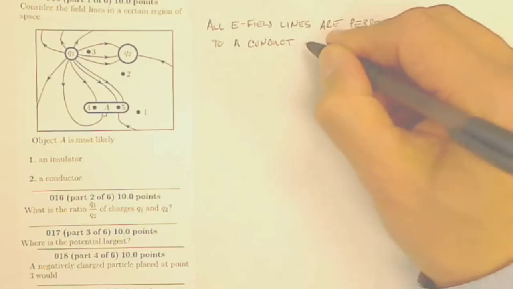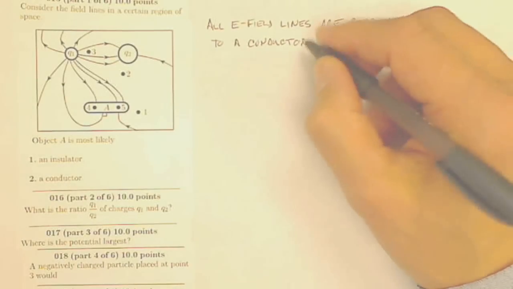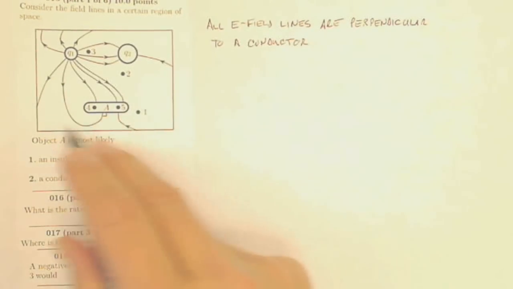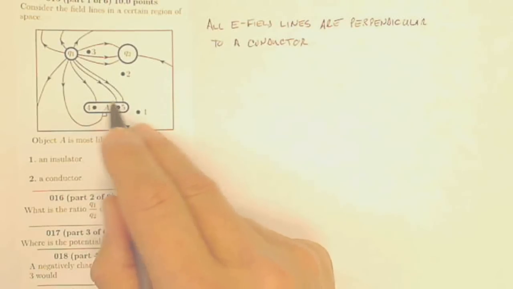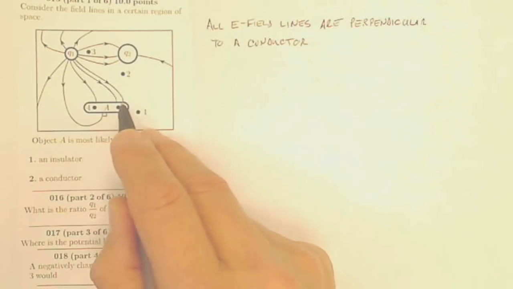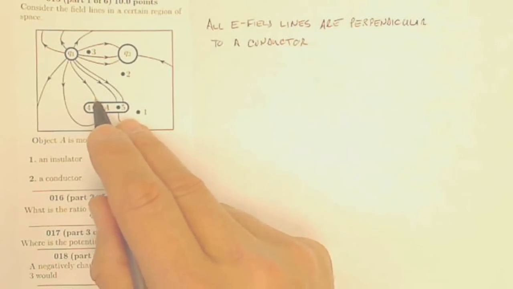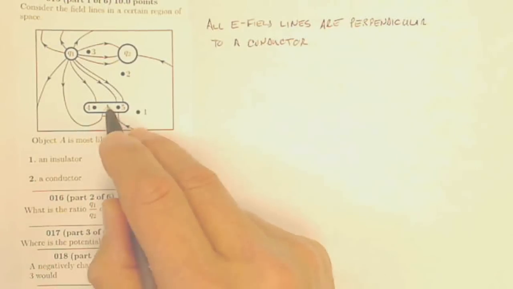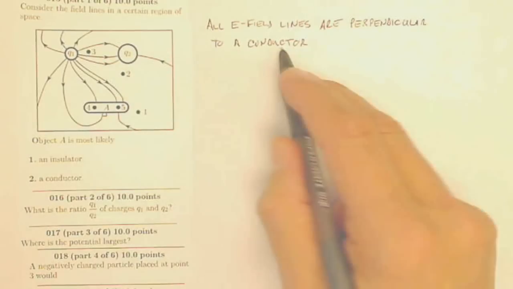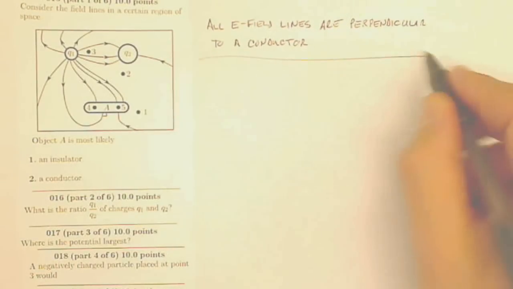And the reason being that since it's a conductor, it's got free electrons that are free to move along the surface. If there was an E field on the surface, then those electrons would move one way or another, and they move until the E field doesn't have any left or right force on the charges. So the charges will rearrange so that all the lines are perpendicular to the conductor. So that answers number 15.